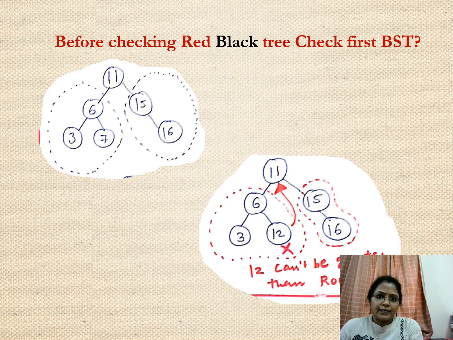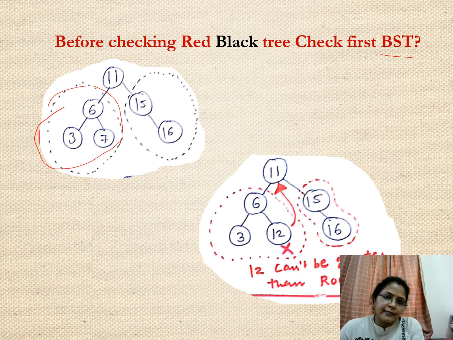Now, before checking your red black tree, you must first check whether it is a BST or not. Whenever you want to check whether it's any kind of tree, even an AVL tree or a red black tree, you must verify that it is a binary search tree. The requirement of a binary search tree is that all the values in the whole left subtree must be lesser than the root value, and in the right subtree, all the values should be greater than the root. So this is a basic thing required for any kind of tree.